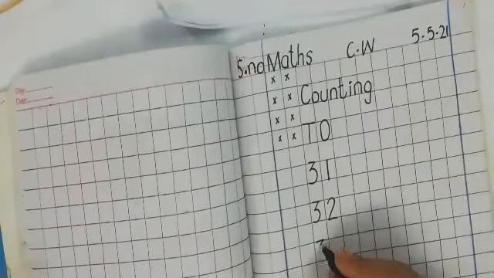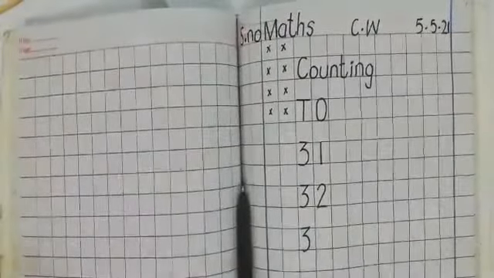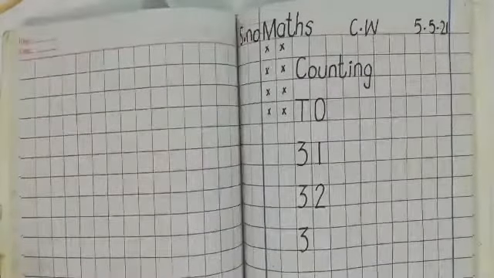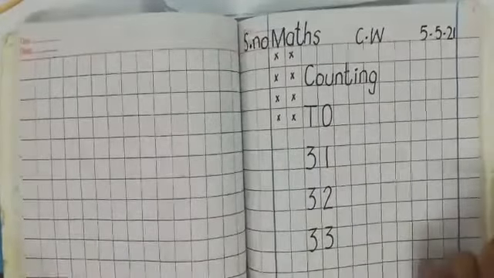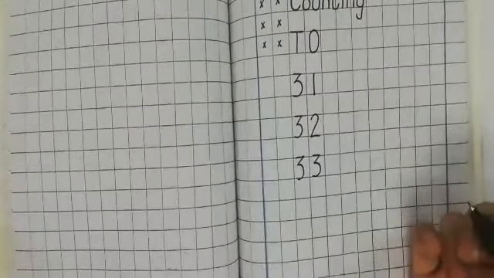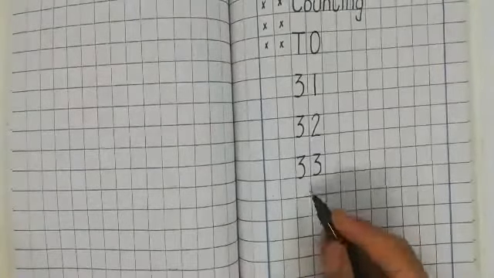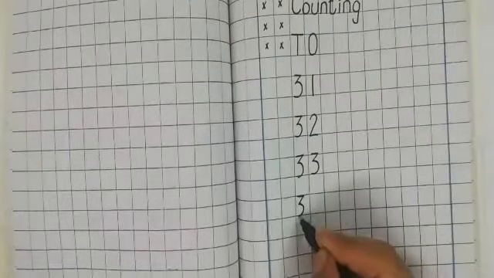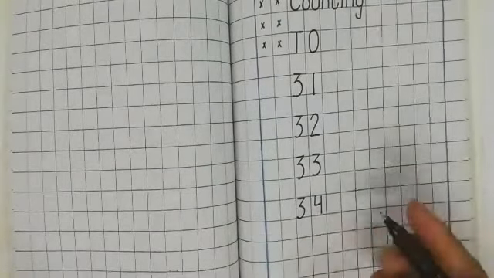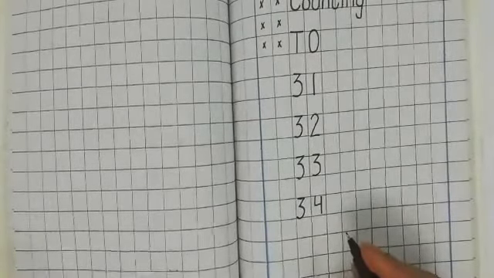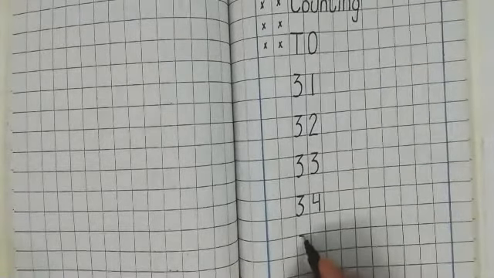In the next block, 3, 3, 33. Done? Okay, after 3, leave the block and write in the second block. Again 3, okay? Touch the block up and down. 3, 4, 34. Okay, class? What comes after 34? 3, 5, 35.